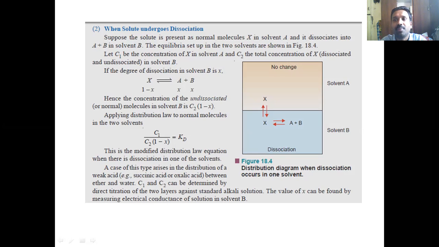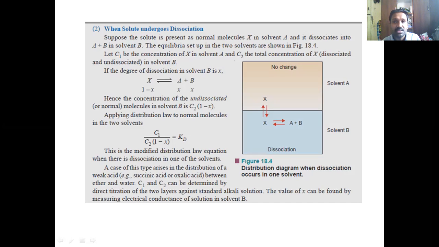How much of B is formed? X moles of B. So it is 1 minus x into x, giving rise to x plus x. So now, what is the concentration of x in solvent A? C1. Simple. Because x has not undergone any change in solvent A. What is the concentration of x in solvent B? It is no longer C2. It is C2 into 1 minus x, because x amount of x has got dissociated.